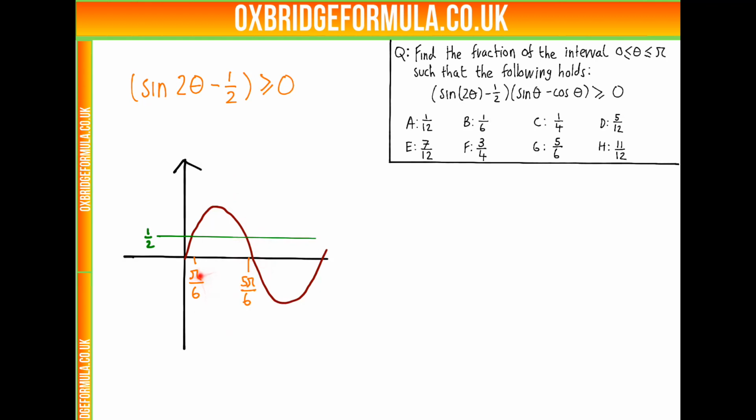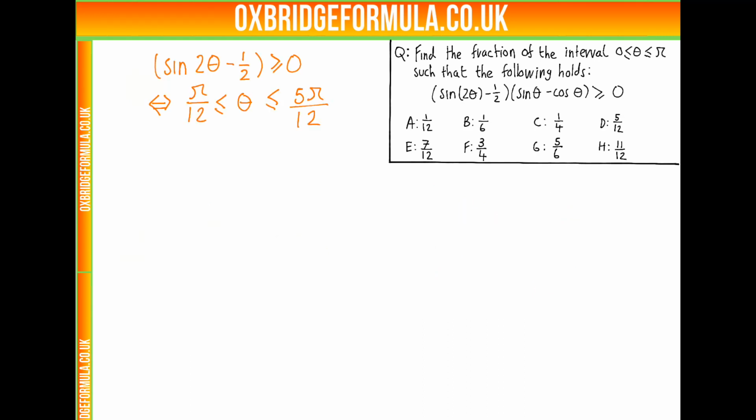So we know at pi over 6 we've got an intersection, at 5 pi over 6 we've got an intersection, and we see between pi over 6 and 5 pi over 6 sine is bigger than a half. So we know for this to be true we need 2 theta to be between pi over 6 and 5 pi over 6, because beyond 5 pi over 6 we can see it never goes above this line again. And simplifying this, dividing everything through by 2, we know this condition holds exactly when theta is between pi over 12 and 5 pi over 12.